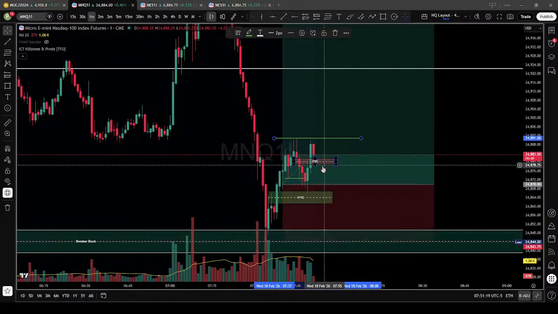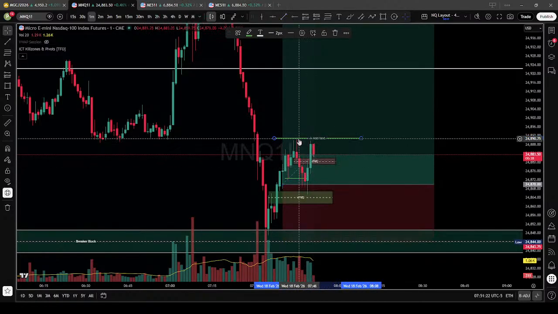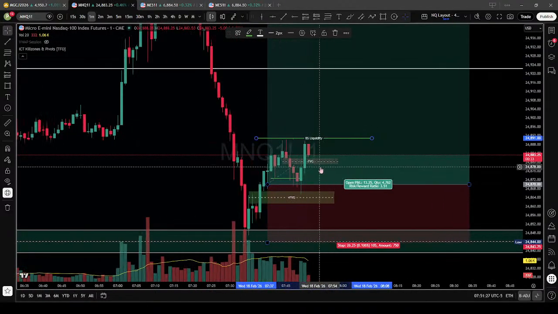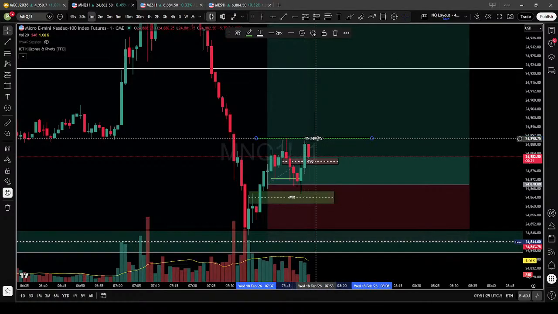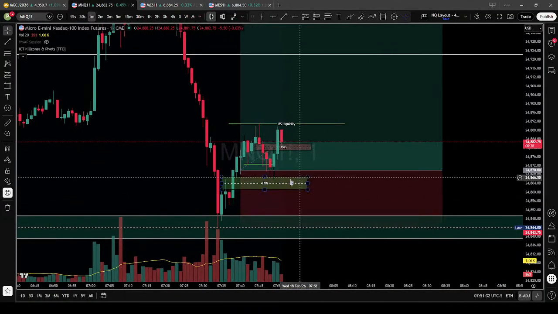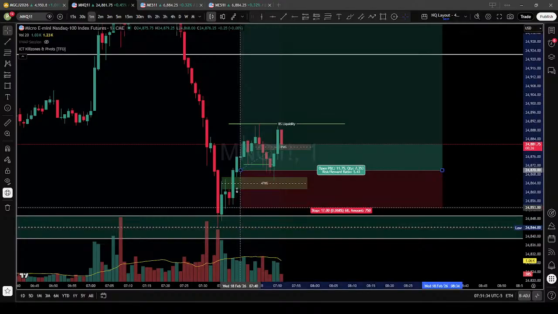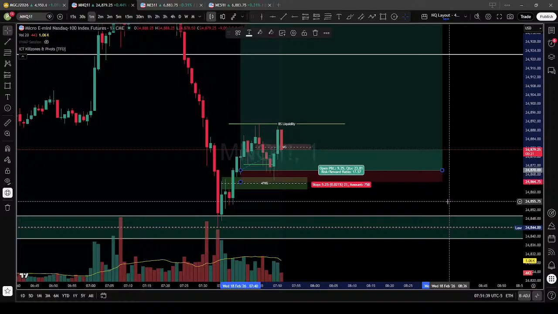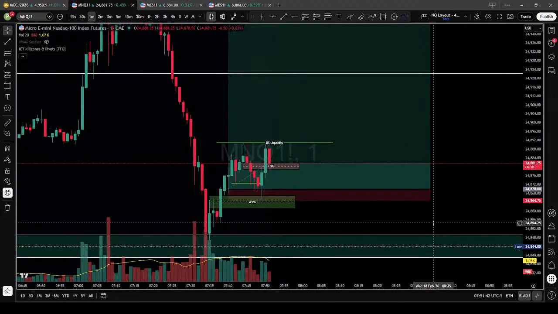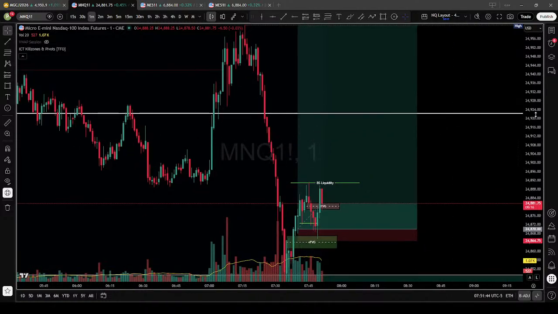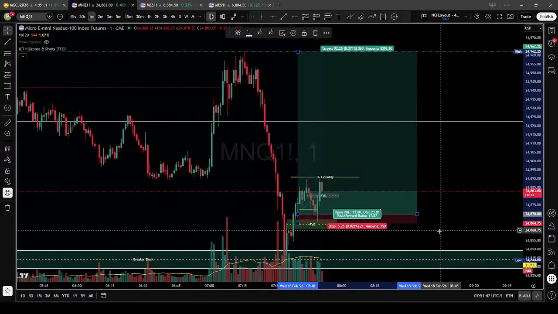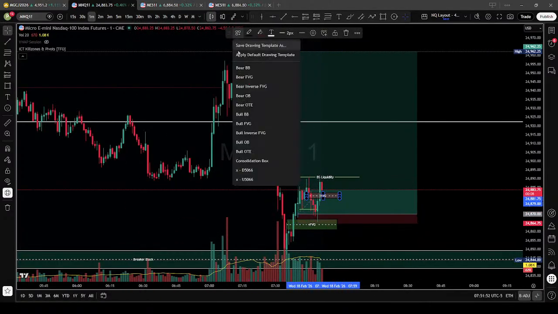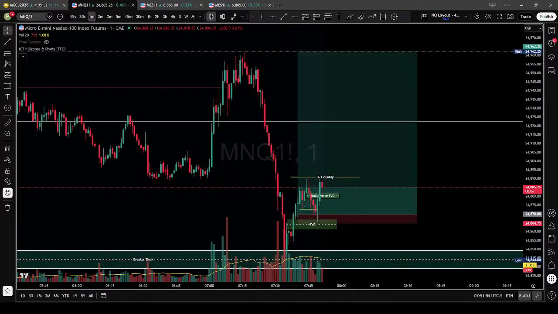If anybody entered here, you should be putting your stop losses to break even if it takes out this high, or else the stop loss is just below this low. Now, just 5 points of stop loss. Target would be 92 points up higher. Now this becomes a bullish inverse fair value gap.